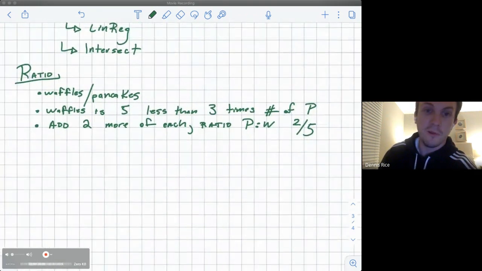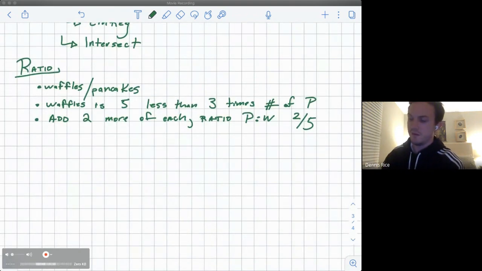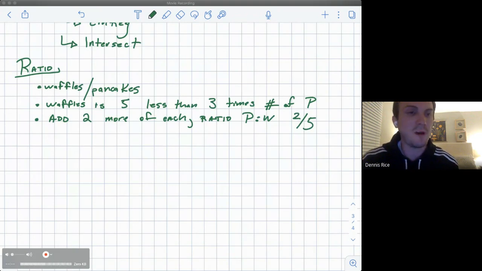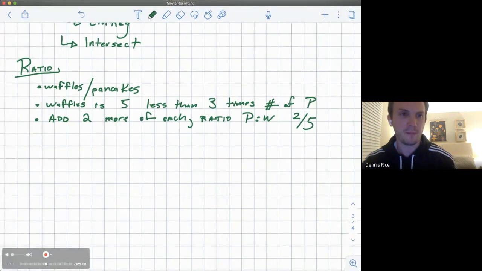Okay, that's the problem. And we want to set up an equation, a system, and then we want to algebraically solve it. So we're dealing with waffles and pancakes. We'll use W and P. Sentence one tells us the amount of waffles is 5 less than 3 times the number of pancakes. And the second sentence tells us if you were to add 2 more waffles and 2 more pancakes, the ratio of pancakes to waffles would be 2 to 5. Okay, so let's start with the second bullet point here.